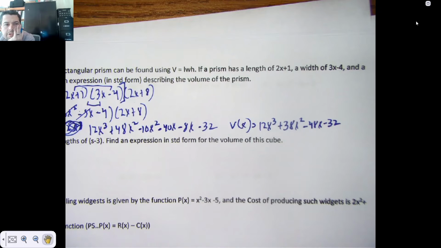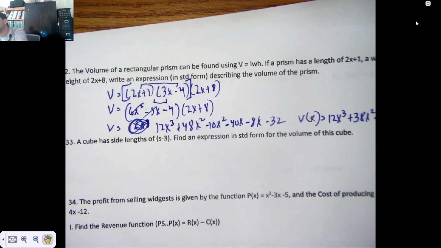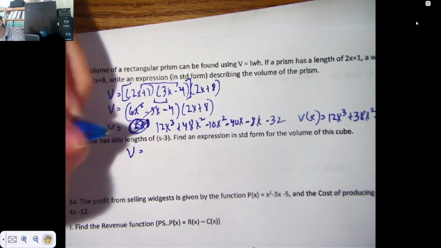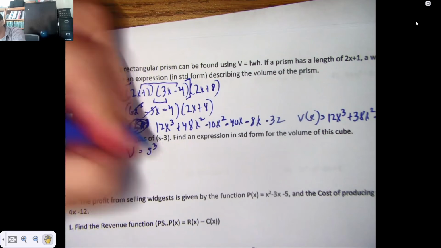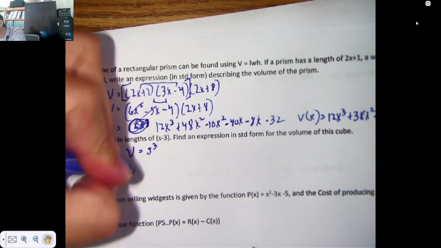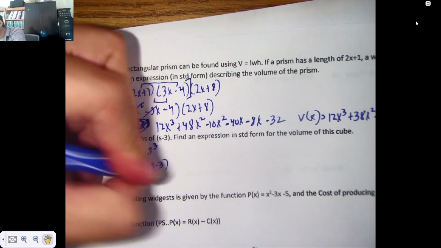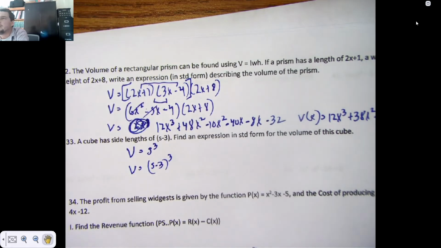All right, so a cube has side lengths of s minus 3. Find an expression in standard form for the volume of this cube. So that's another one of these. The volume of a cube would be to take a side and cube it. So this would be s minus 3 cubed, which is not going to be s cubed minus 27.